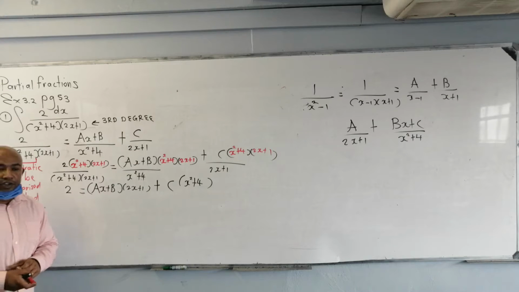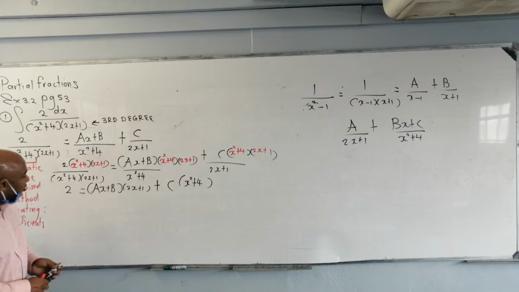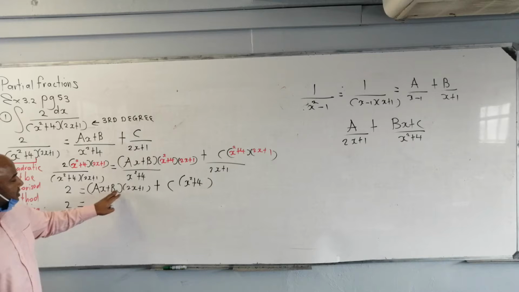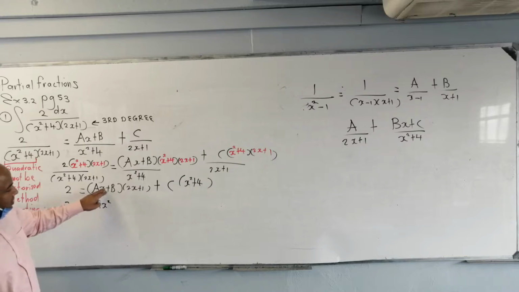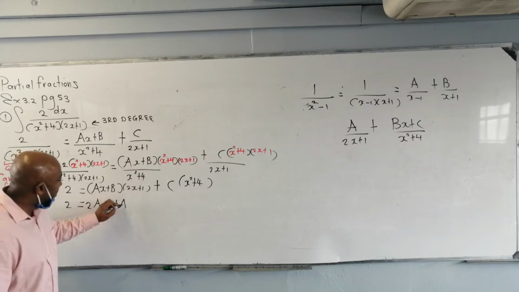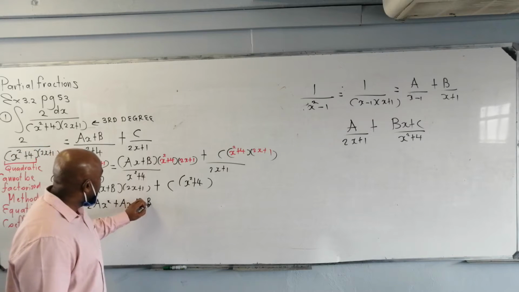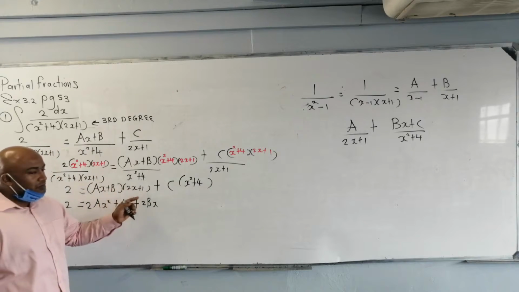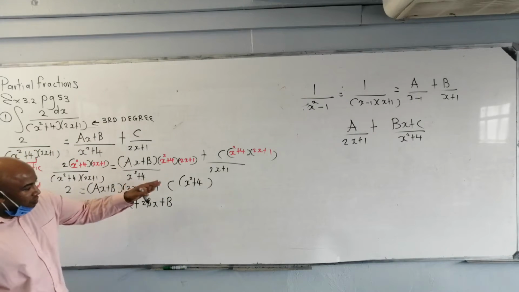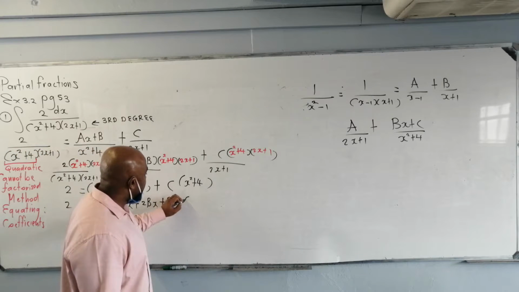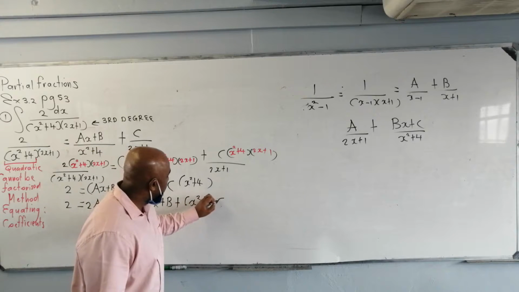So how does equating coefficients work? I'm going to remove the brackets. If I remove the brackets, ax times 2x is going to be 2ax squared. Ax times 1 is going to be plus ax. Then b times 2x is going to be plus 2bx. And then b times 1 here is going to be b. And then if I remove the brackets here, c times x squared will be cx squared, and c times 4 will be plus 4c.